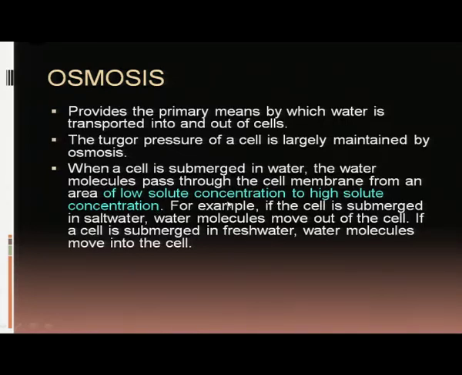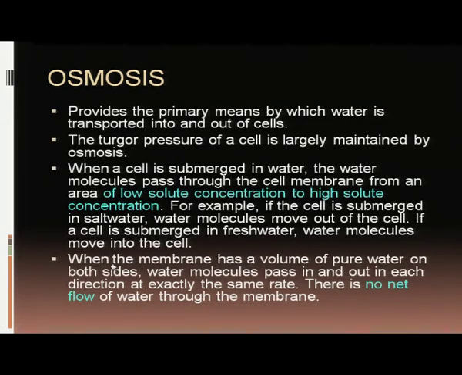Now, please remember that we are talking about solute concentration, but the movement that is happening is of the water molecules or the solvent molecules. So, for example, when a cell is submerged in salt water, the water molecules move out of the cell. If a cell is submerged in fresh water, water molecules move into the cell. When the membrane has a volume of pure water on both sides, what will happen? Water molecules will continue to pass in and out in each direction at exactly the same rate. So, as a result, there is no net flow of water through the membrane.